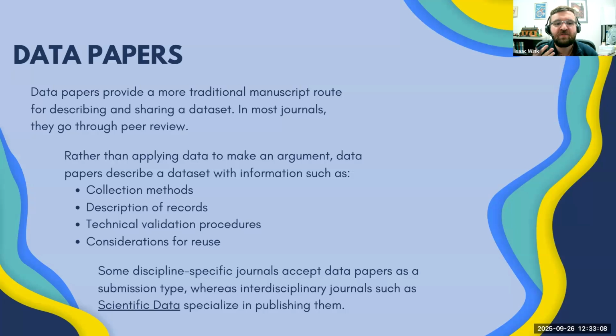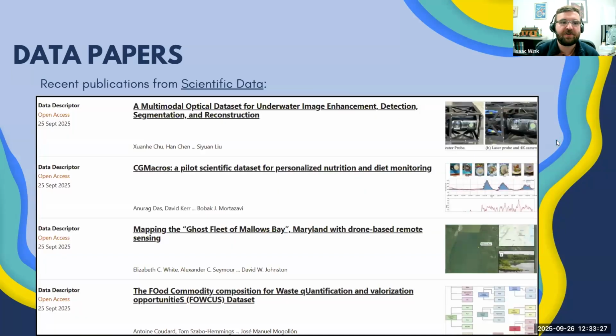You may find some discipline-specific journals that accept data papers as a submission type in addition to more traditional research articles. But another option for a place to publish these can be the Journal of Scientific Data, which is a journal of Nature. It's specifically interdisciplinary and specializes in publishing these papers in particular. So they also have kind of the most formalized version for being able to compare these data papers across disciplines as well.